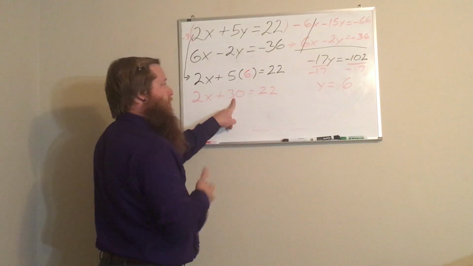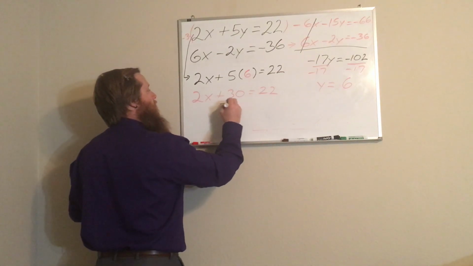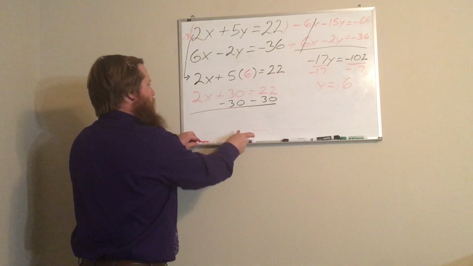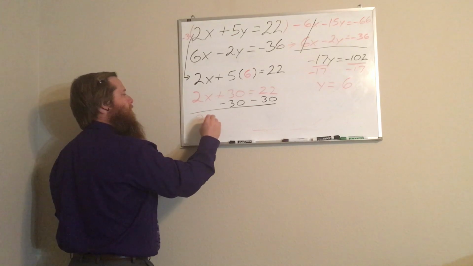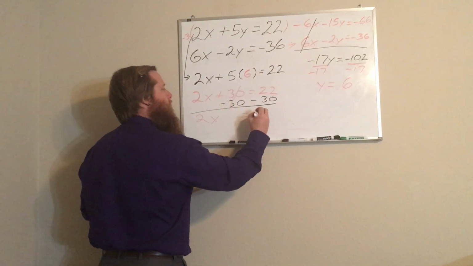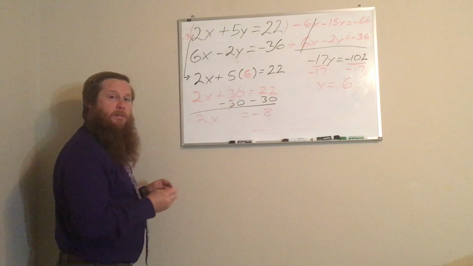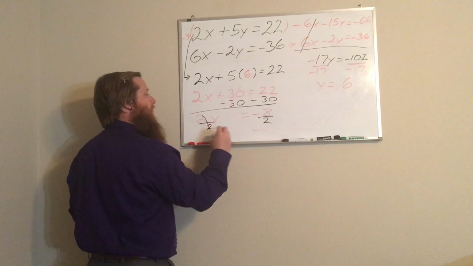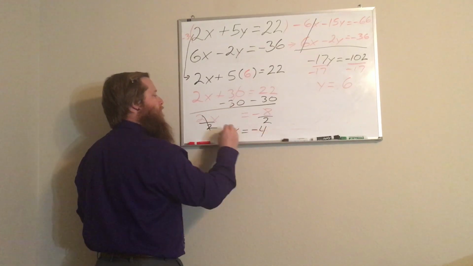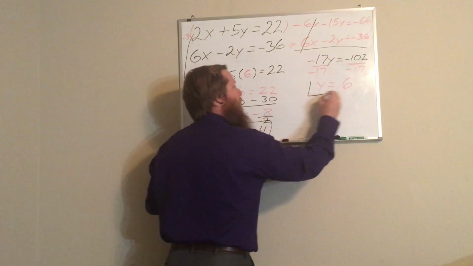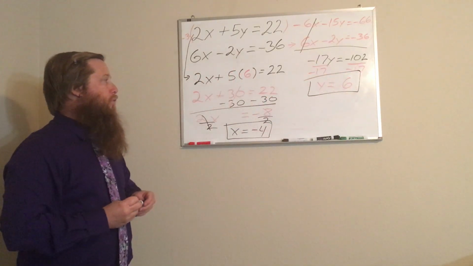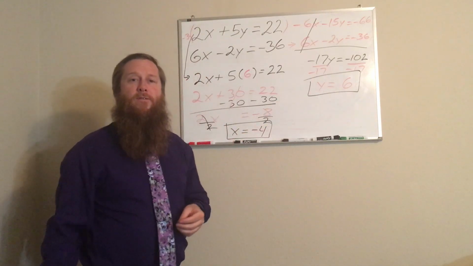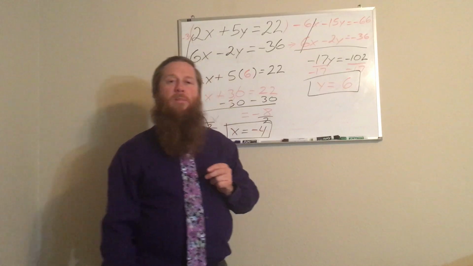I'm going to subtract 30 from both sides. When I subtract 30 from both sides, 2x is equal to negative 8. And now if I divide both sides by 2, we end up with x equals negative 4. So here are our two answers. Again, in the Google form, you may only have to enter the values only. The assignment is due on Friday, and there will be another lesson again on Monday.